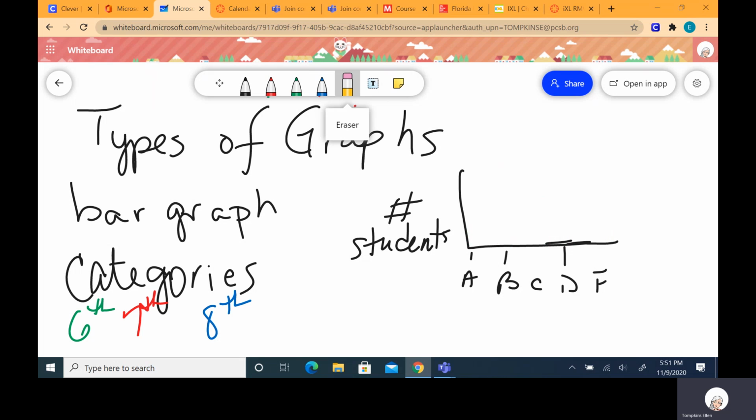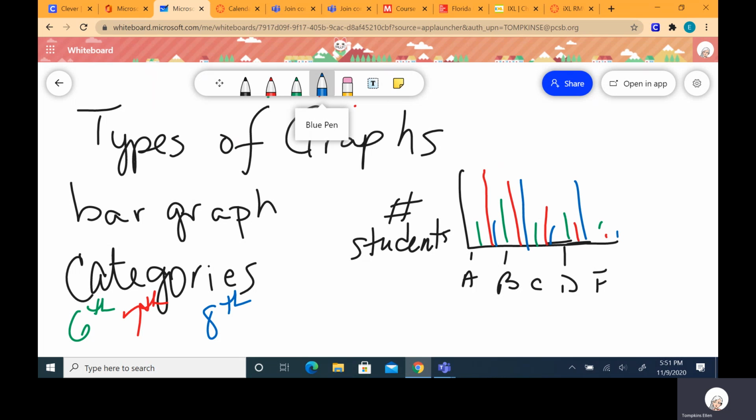So let's fix it. So the 6th graders, and I'm just going to draw them as a line so you can see them a little easier. There's the 6th grade. Here's the 7th grade. We're really smart. And then the 8th grade. The 8th grade just think they're good. And it would look like that. So you could see the different categories in each grade level.